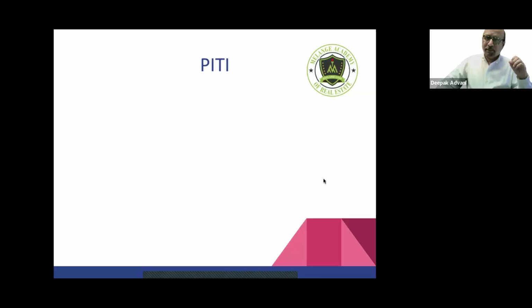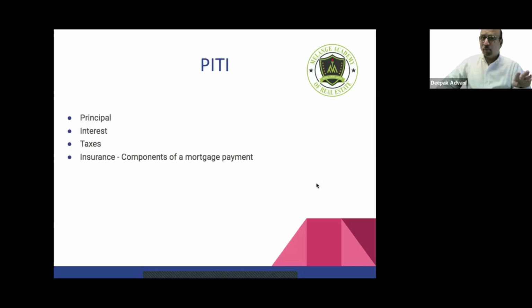PITI. These are the four major components of a mortgage. So when your borrower is applying for a mortgage loan, then the lender is going to use these four factors to qualify them for the loan amount. The principal, interest, taxes, and insurance. These are the four components of a mortgage payment.